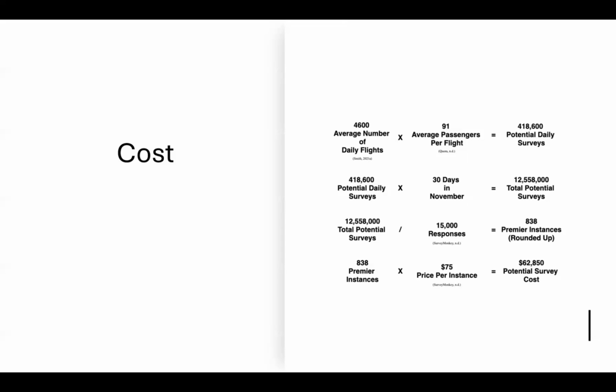Then I've multiplied it by the number of days in November to get a maximum number of surveys in a way. And then from there, I've essentially divided it by the number of surveys you get per premier license per year. And then from there, multiplied that value by the $75 value that is the premier cost to get the value that I have now, which is the $62,850 value.